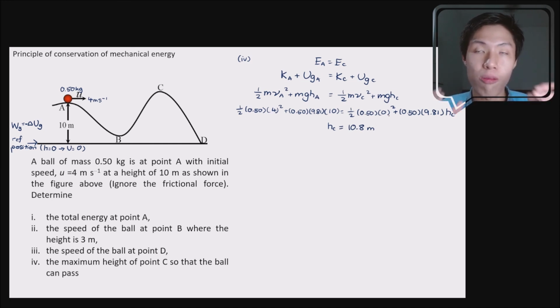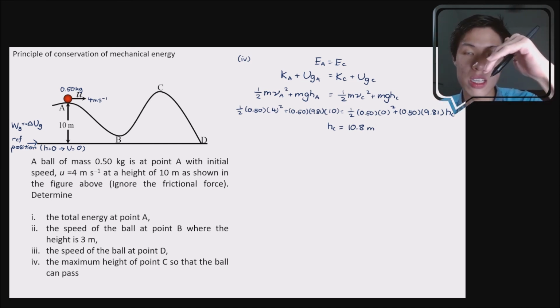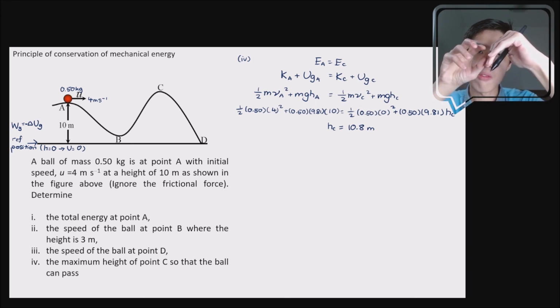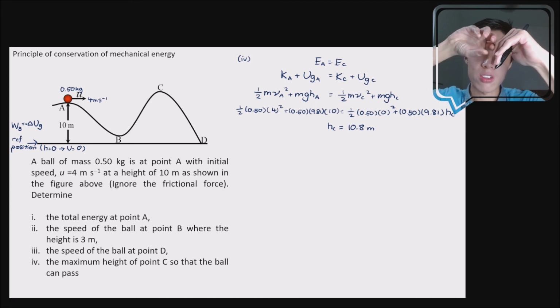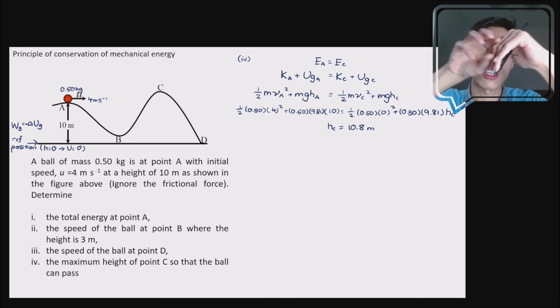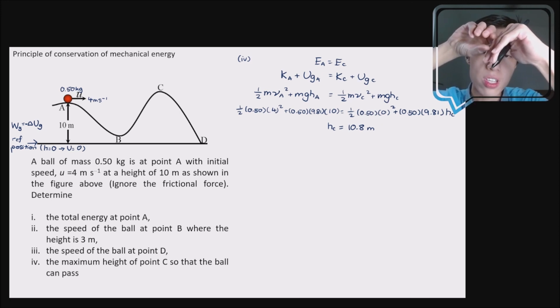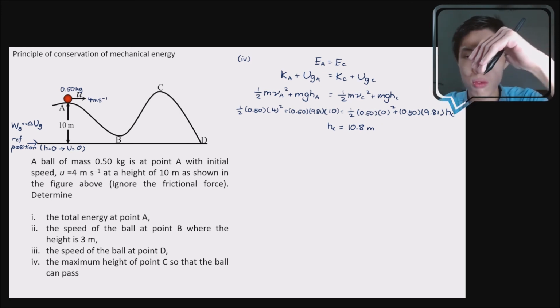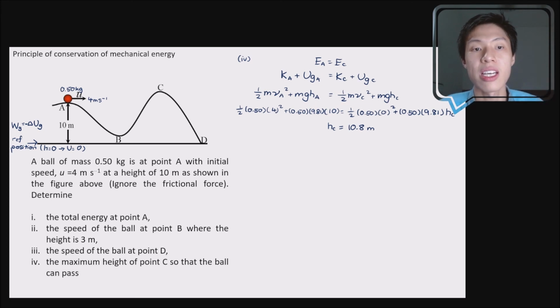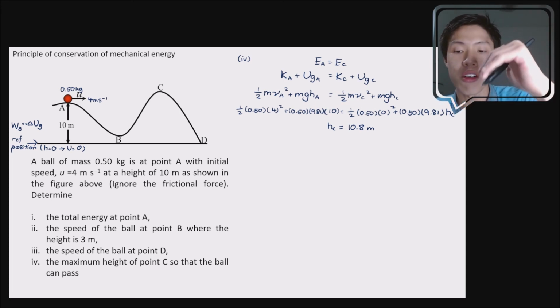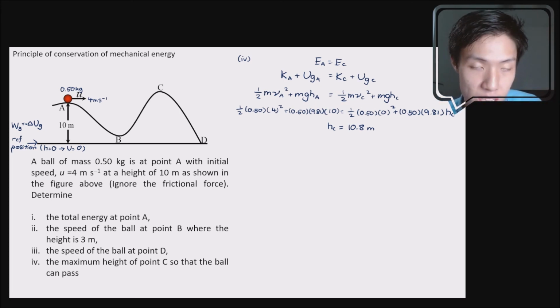If your height of point C is above 10.8 meters, the ball will not be able to reach the peak. Before it reaches the peak, the ball will exhaust all its kinetic energy, transformed into potential energy, so it will stop somewhere not reaching point C, then it will roll back down towards point B. That's what happens if your height of point C is above 10.8 meters.